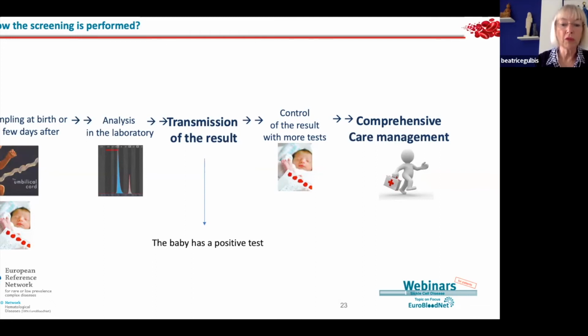So when you have a positive test, you make the control with more tests. And then if the diagnosis is confirmed, you have the possibility to put the whole family in comprehensive care management.